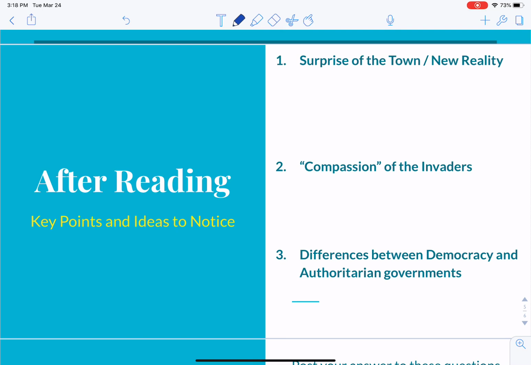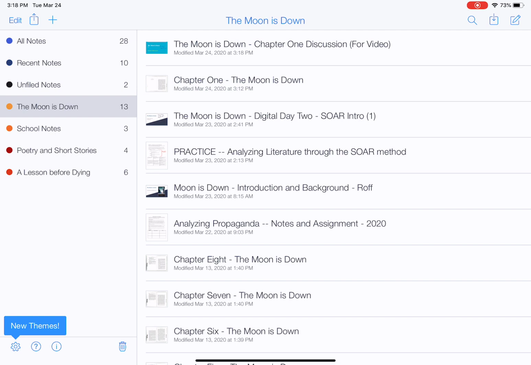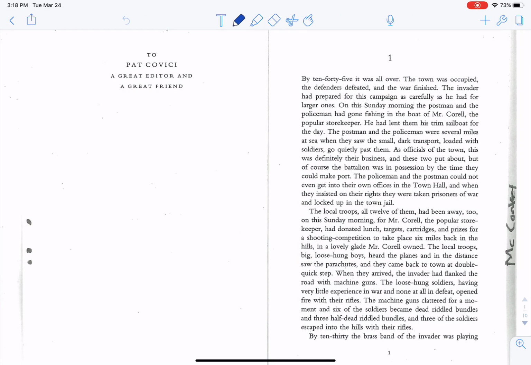So to talk about these 3 ideas, we're going to actually go to the text. I have, just like you did, a PDF version of the story here on my iPad. And we're going to go through some of those ideas that I want to get to. First and foremost, let's discuss this strange new reality within the town and the surprise that the townspeople experienced.